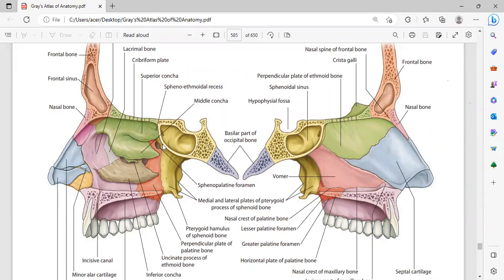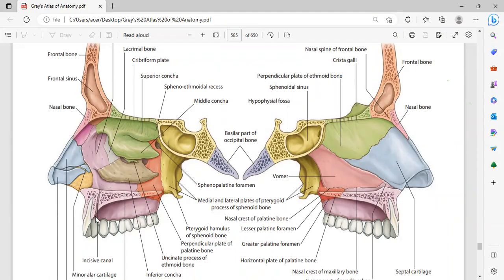The structures that come through this are the nasopalatine nerve and the sphenopalatine vessels, right? So two structures, the nasopalatine nerve and the sphenopalatine vessels, that is the artery and the vein. Those two will enter through this sphenopalatine foramen.